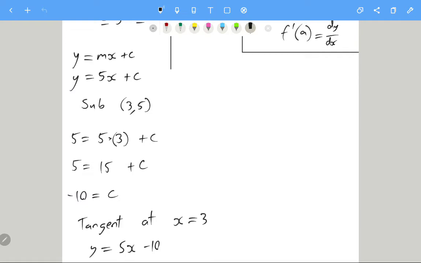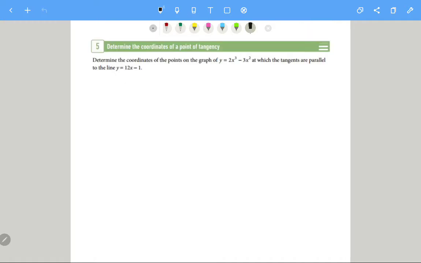Let's have a look at another application of tangent. Alrighty, so determine the coordinates of the points on the graph y is equal to 2x to the 3 minus 3x to the 2, at which the tangents are parallel to the line y is equal to 12x minus 1. Alrighty, parallel lines. What's true about parallel lines? Parallel lines have gradients which are the same. So we need to look for points that have a gradient of 12. So we're looking for points where dy dx is equal to 12, because that's the gradient of that function.